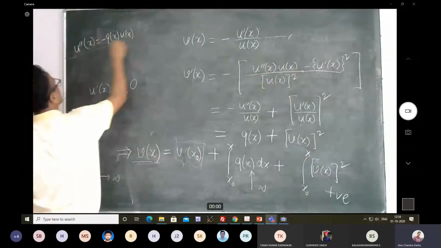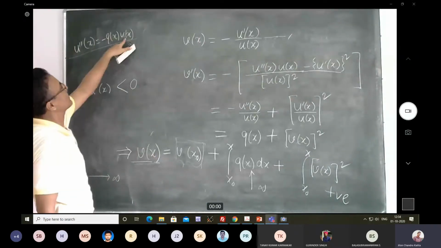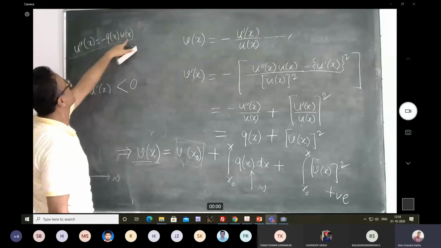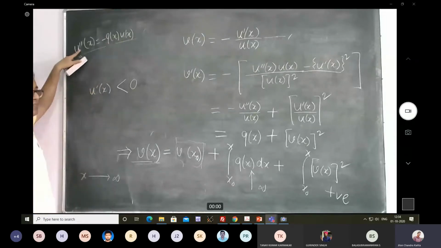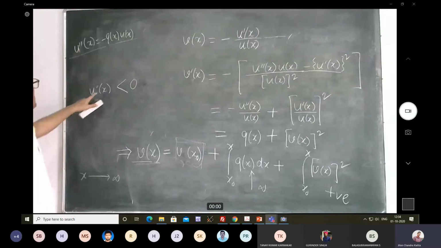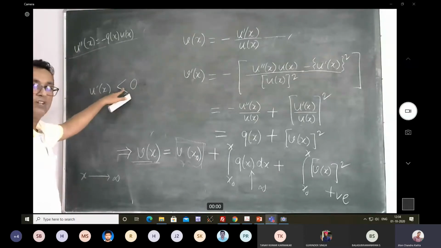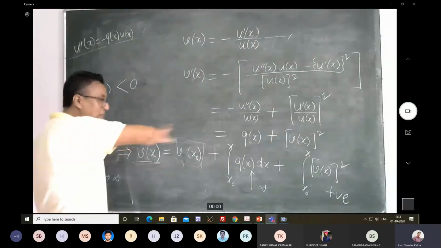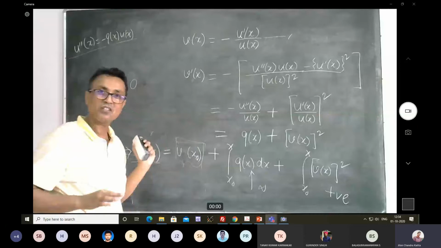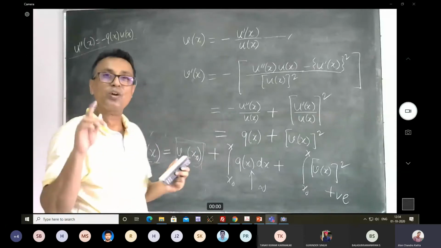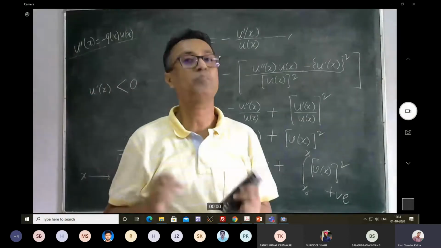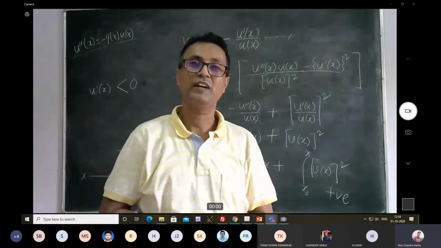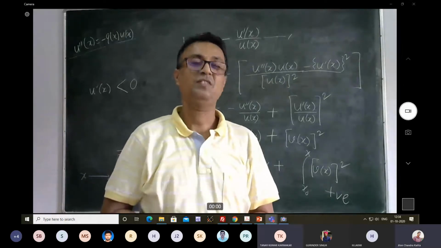If I use this, because I assume that u(x) is strictly greater than 0, this is going to be negative. So the curve is going to be concave downwards, right? And since u'(x) is strictly less than 0, the function is monotonically decreasing. So at some point to the right of x naught, the solution curve is going to cut the x-axis. Is it okay?